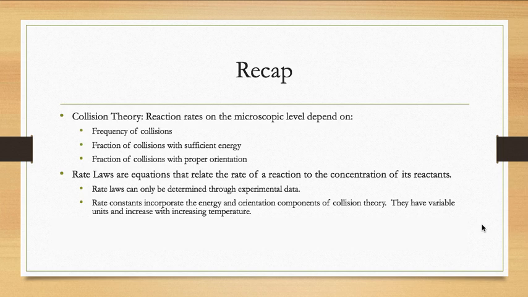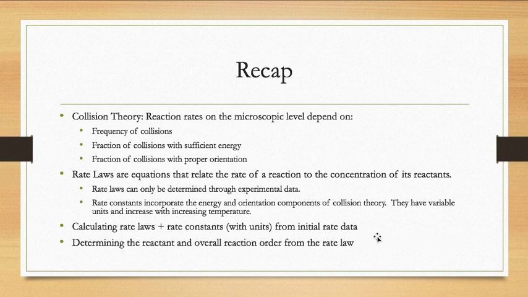They have variable units, right? So depending on the reaction order, you'll get different units for the rate constant, and the temperature will always affect the rate constant. So the rate constant is only constant at a given temperature. Higher temperature, you'll have a higher rate constant. And then we also figured out how to calculate the rate laws and the rate constants with units from initial rate data. And then we determined the reactant order and the overall reaction order from that rate law.